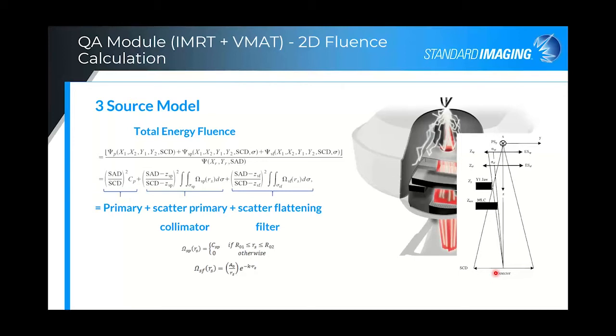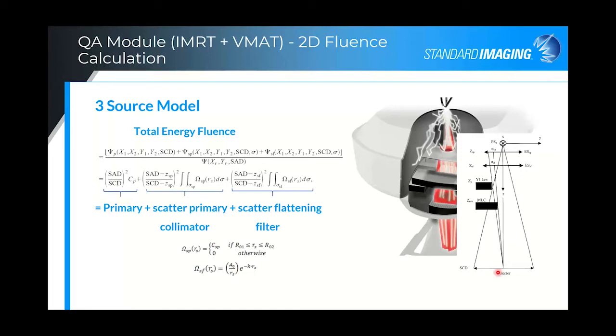For irregularly shaped fields, such as those shaped by the MLC, the fluence is calculated using the sums of the projected areas of these subfields formed by each leaf pair. And our manual provides many additional details concerning the IMSure calculation.